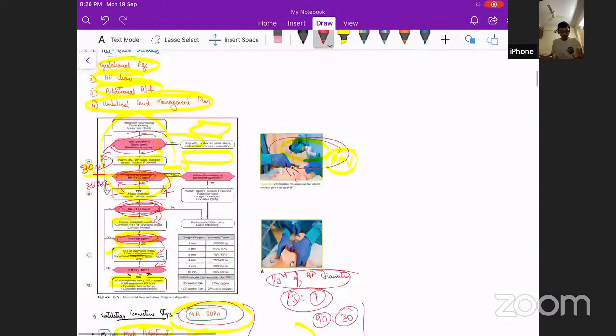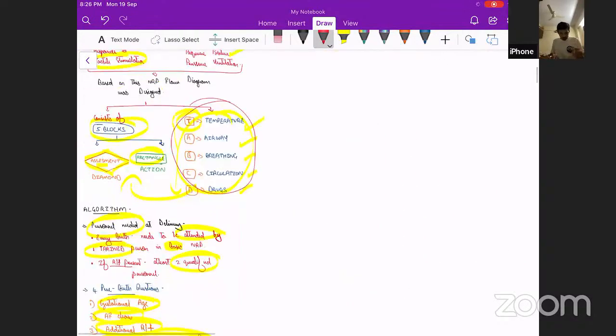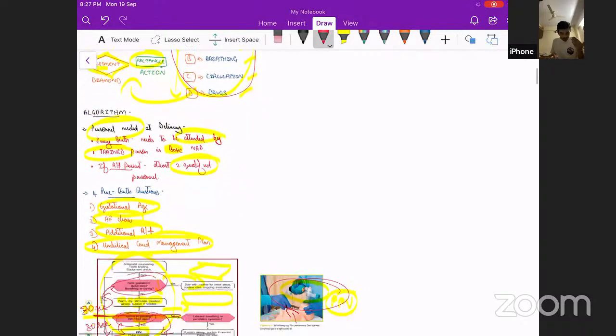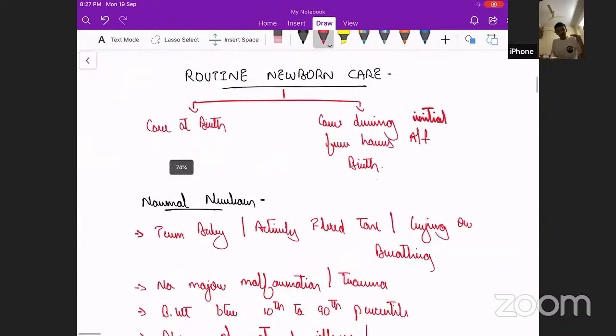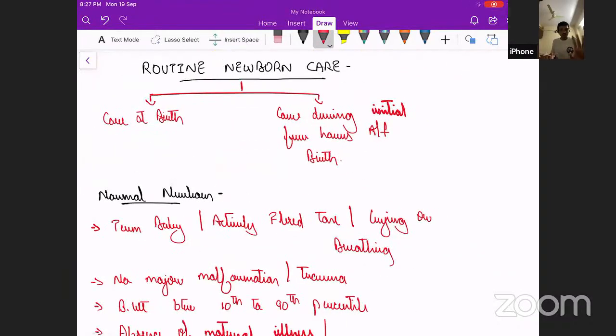Okay, so this was the neonatal resuscitation protocol algorithm. If you need to clear your concepts a bit, if you want to go more in depth, please go and watch the previous video on NRP. Fine. So we move on to the next topic, that is routine newborn care. Again, most of the times 10 markers come from this routine newborn care. Any doubts till now?